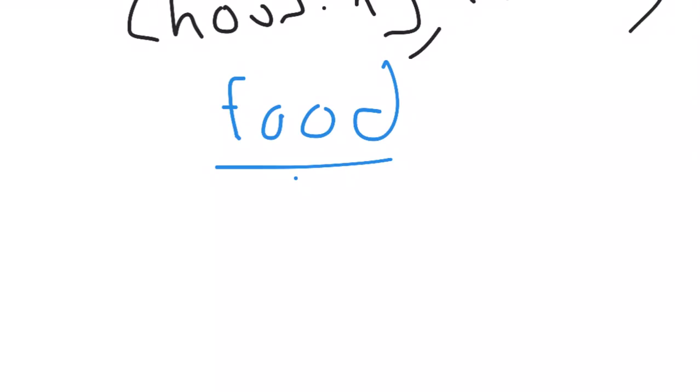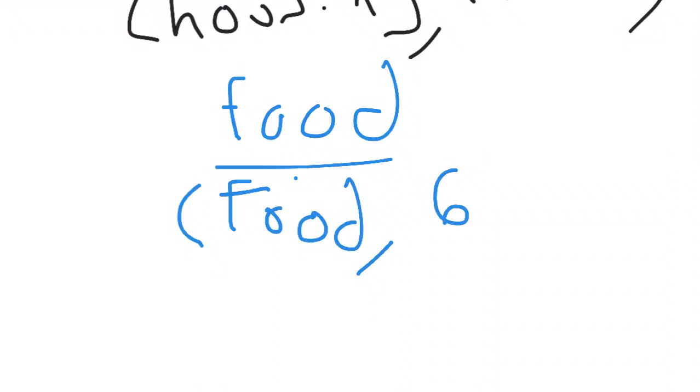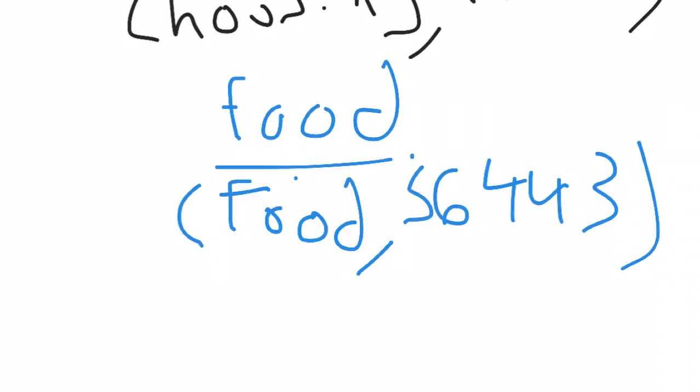Likewise for food, if you want to write an ordered pair for that, since the category is independent and the amount spent is dependent on the category, the amount spent would come second. So the category would be food and the amount spent, which I believe is $6,443, would come second. Now we're going to move on to the rectangular coordinate system.